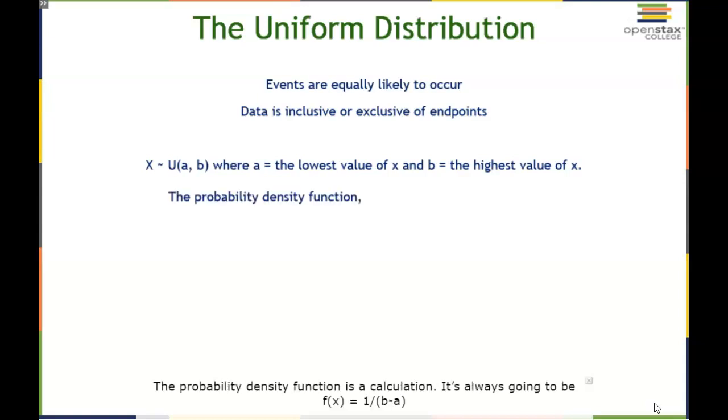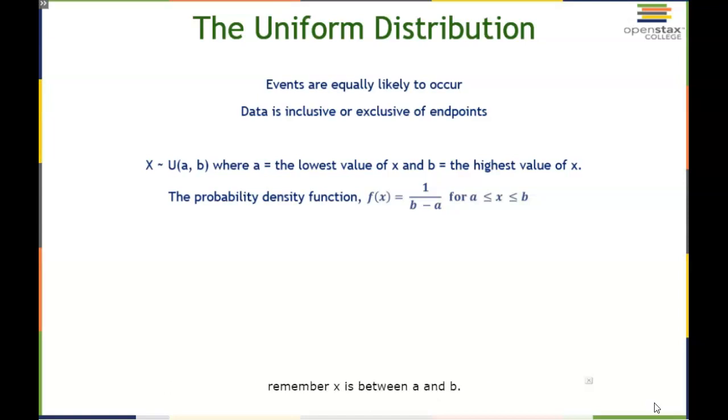The probability density function is a calculation. It's always going to be f of x equals 1 over b minus a. And remember, x is between a and b. If it is inclusive, it's going to be a is less than or equal to x is less than or equal to b. If a and b are not included, then it's going to be a is less than x is less than b.